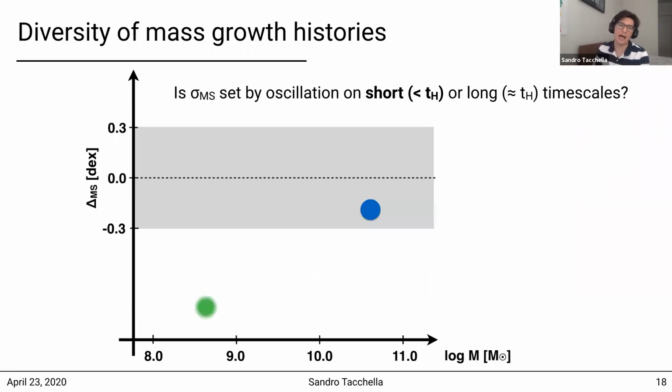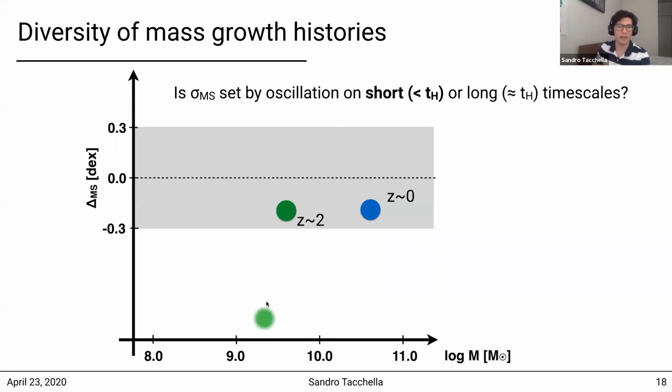And so I just want to highlight this with a simple cartoon. So now we have this distance from the star forming main sequence as a function of mass. So we say we have a galaxy at redshift 0, and now we're following it back in time, looking at how the galaxy moves about this relation.